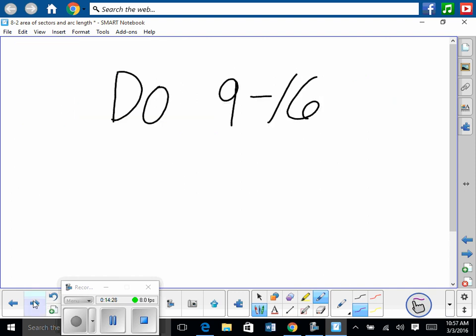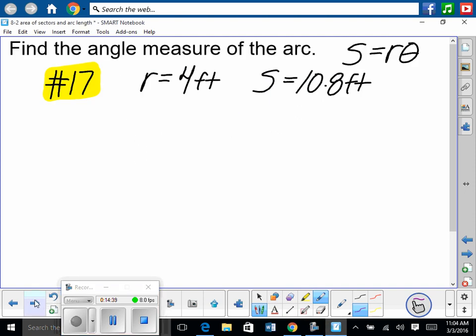9 through 16. Okay, guys, so we've got to be good at knowing something and then maybe given some more information different than what we are used to being given. So, looking at this example, number 17 on your worksheet says, find the angle measure of the arc. First of all, you say to yourself, okay, I know that arc length is radius times theta, right? So we know we're using the formula S is equal to R times theta.